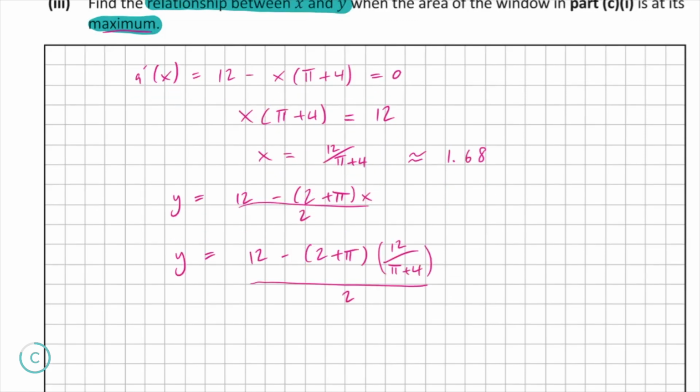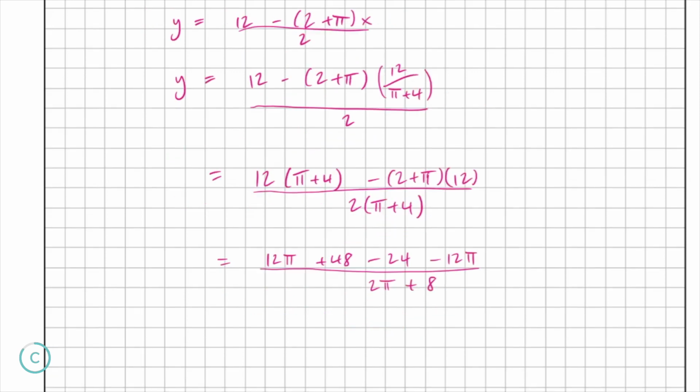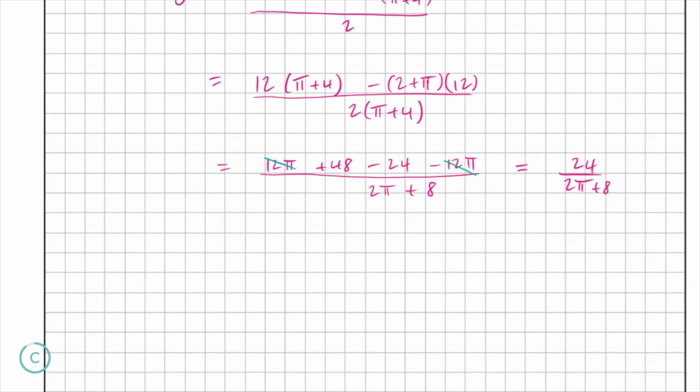So here we have our value of y, given x is equal to 12 over pi plus 4, so we're just going to simplify this down. So now multiplying every term in the fraction by pi plus 4, just to get rid of this pi plus 4 on the bottom of that fraction, we can now just multiply everything out and see exactly what this does. So we have 12 pi minus 12 pi, and we have 48 minus 24 over 2 pi plus 8. So that is just equal to 24 over 2 pi plus 8. And dividing every term by 2, we're just going to get 12 over pi plus 4.